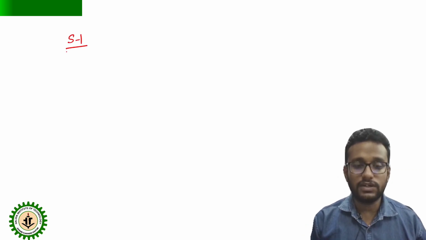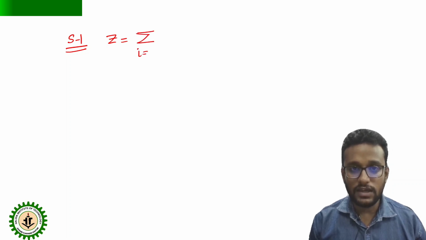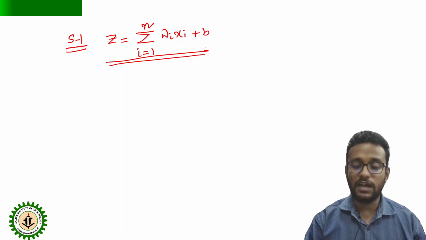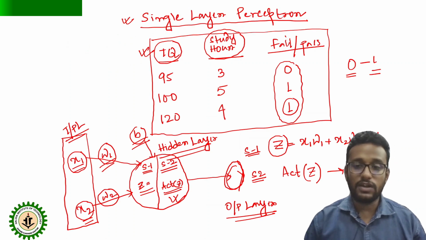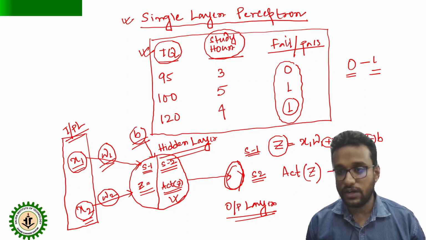Now we will try to understand step 1 very deeply. Step 1 is something like z equals the summation of i equals 1 to n, wi xi, plus bias. What is this? I have already discussed it, but I have written it in a generalized form, so maybe you were not able to understand. So here, try to understand it. What are we basically doing? We are doing the summation here.